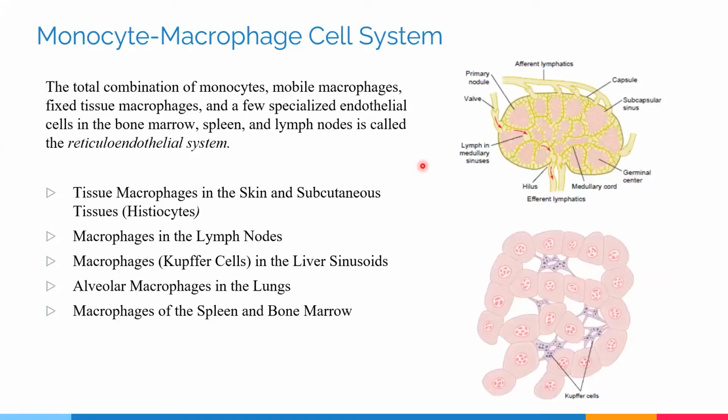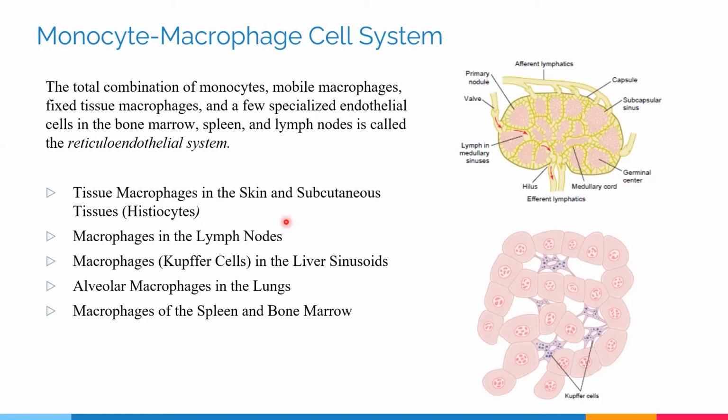Next, we move on to the monocyte macrophage cell system. The total combination of monocytes, mobile macrophages, and fixed tissue macrophages, as well as a few specialized endothelial cells present in the bone marrow, spleen, and lymph node, is called the reticuloendothelial system. The reticuloendothelial system is essentially the system of macrophages that guard various important organs and nodes present in our body. These include tissue macrophages in the skin and subcutaneous tissues, known as histiocytes.